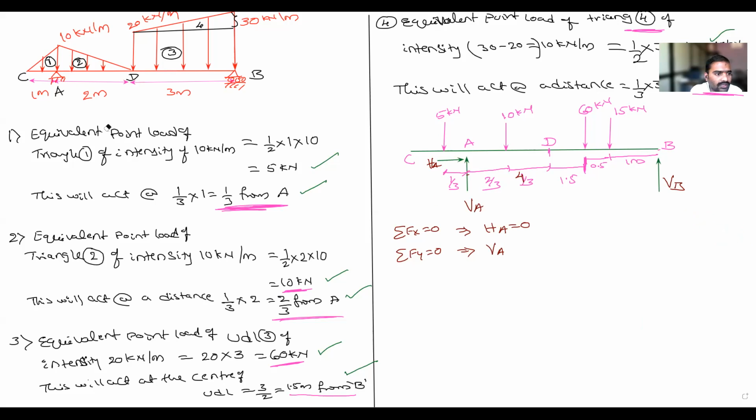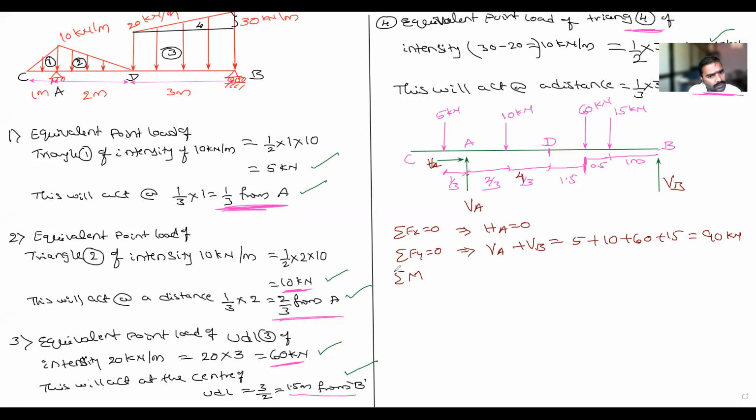Next, VA plus VB is equal to the downward forces: 5 plus 10 plus 60 plus 15, that is 90 kilonewton. Then what is next? Moment. About which point will you take, A or B?